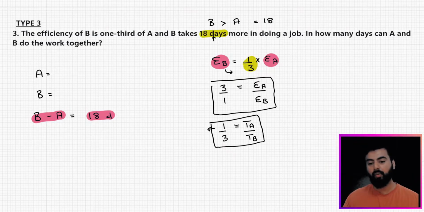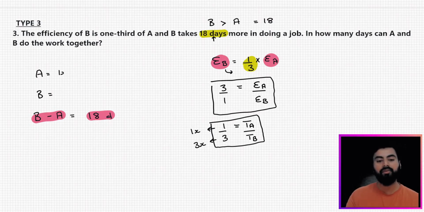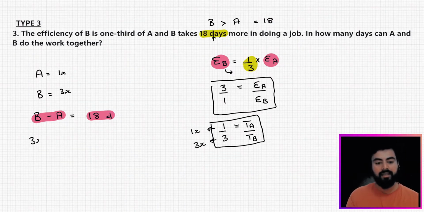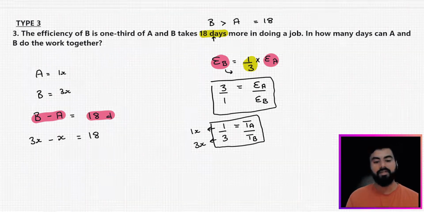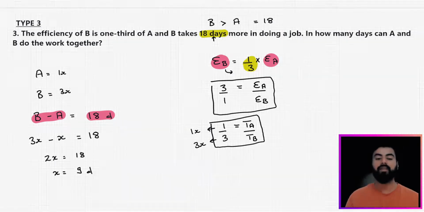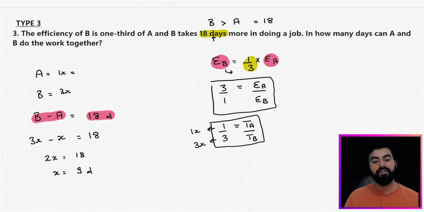Now looking at this ratio, what I can assume is if time taken by A is 1x, time taken by B must be 3x. Let me plug in the values here, 1x and 3x. I know my equation. Time taken by B is 3x. Time taken by A is x. And this should be equal to 18. So once you solve this, you get to know the value of x is going to be 9 days. And once you get the value of x, using this, now you can find the individual time taken by A and B. 9 days and 3 into 9, 27 days.